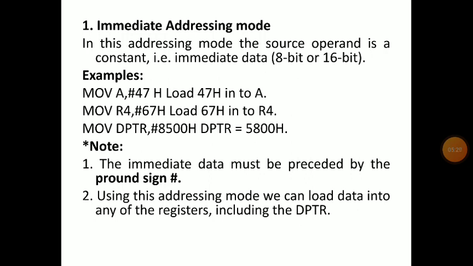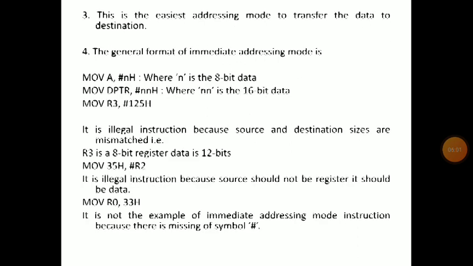Note, the immediate data must be preceded by the pound sign, the hash. Using this addressing mode, we can load data into any of the registers, including the DPTR. Including DPTR, why do we say so? Because DPTR is a 16-bit register. It is used to access the external data. This is the easiest addressing mode to transfer the data to destination.